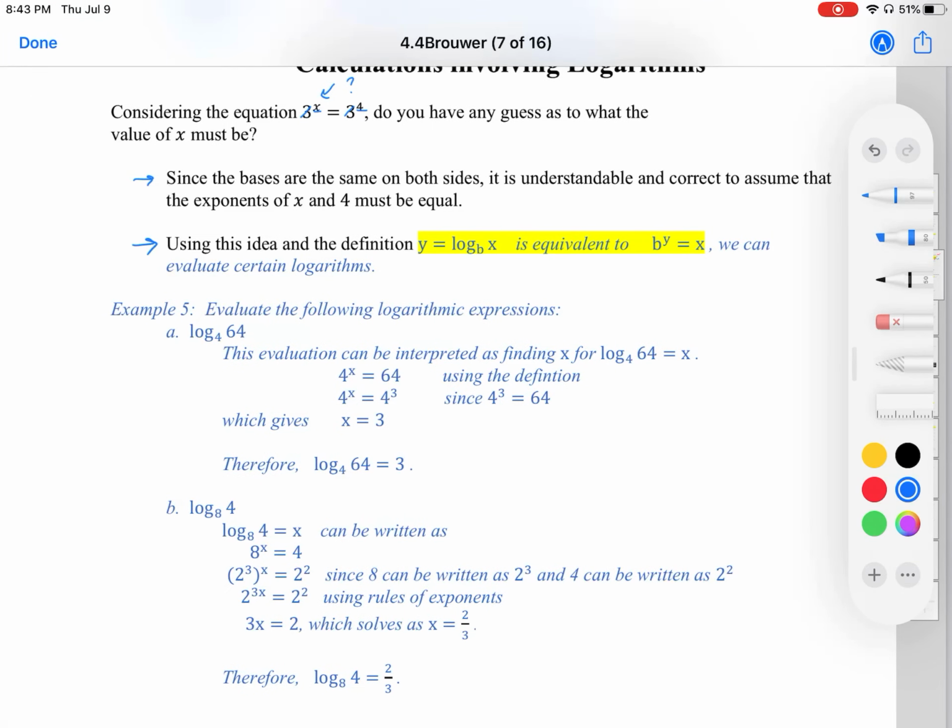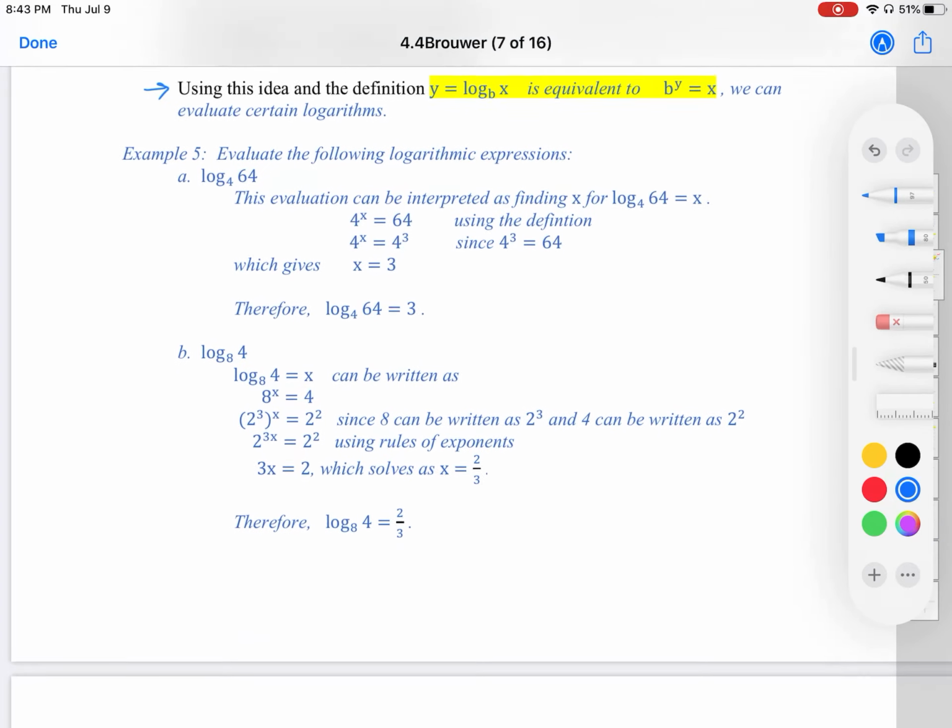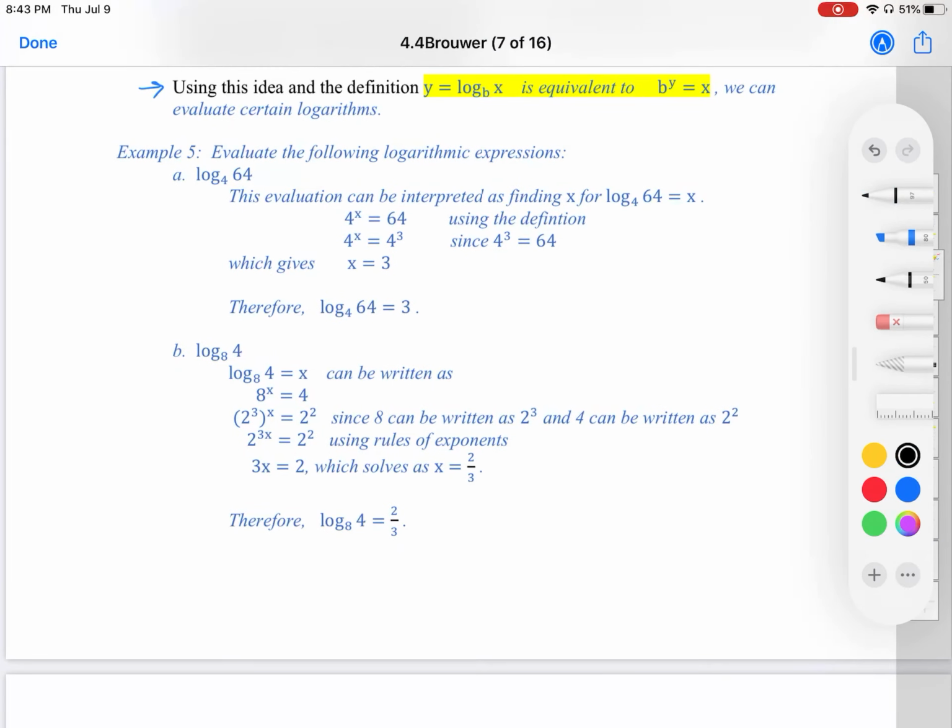Using this idea and the definition that y equals log base b of x is equivalent to b to the y power equals x, we can evaluate certain logarithms. Example 5, evaluate the logarithmic expression. All right, so here I want to find out what this is equal to, right? But we're not sure, especially working with this new concept of log. So why don't I set it equal to x and solve for x that way?